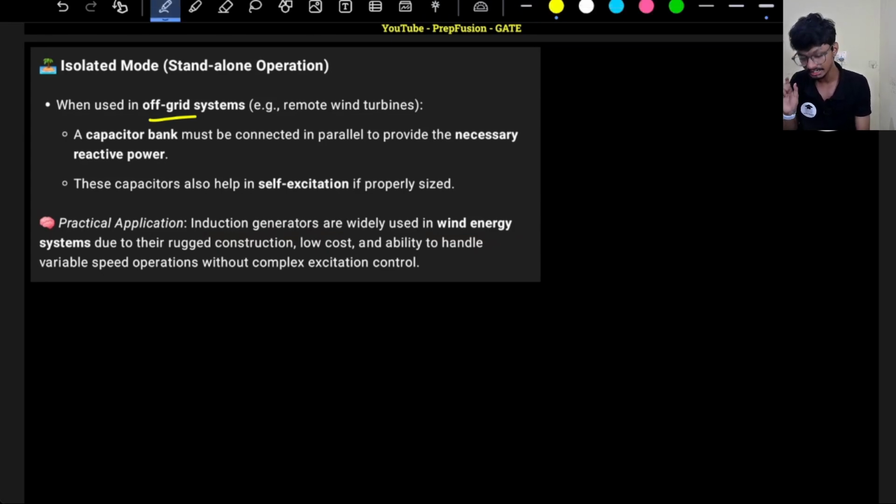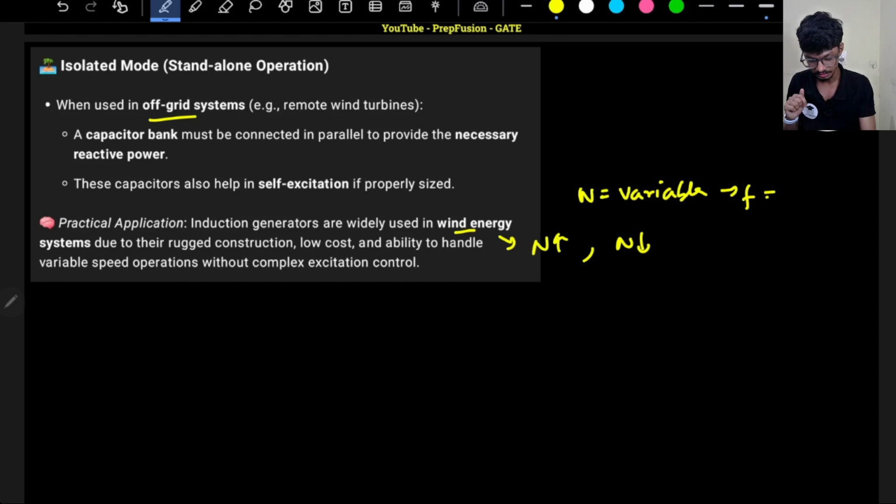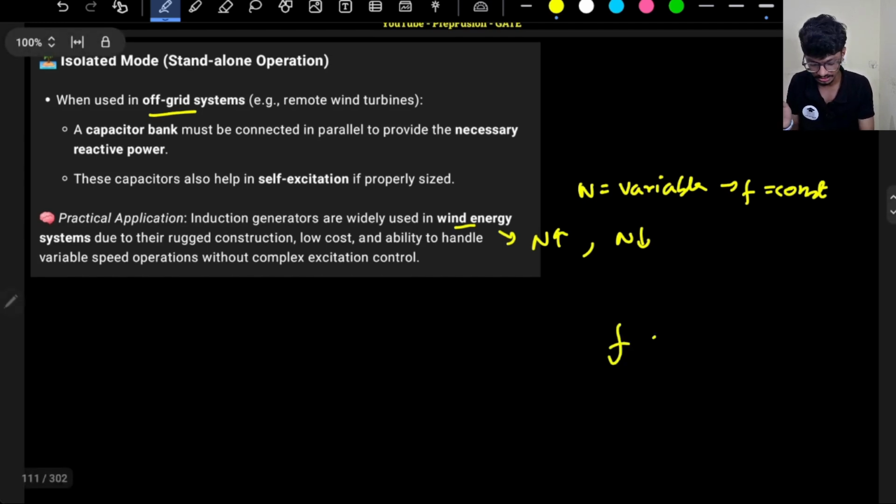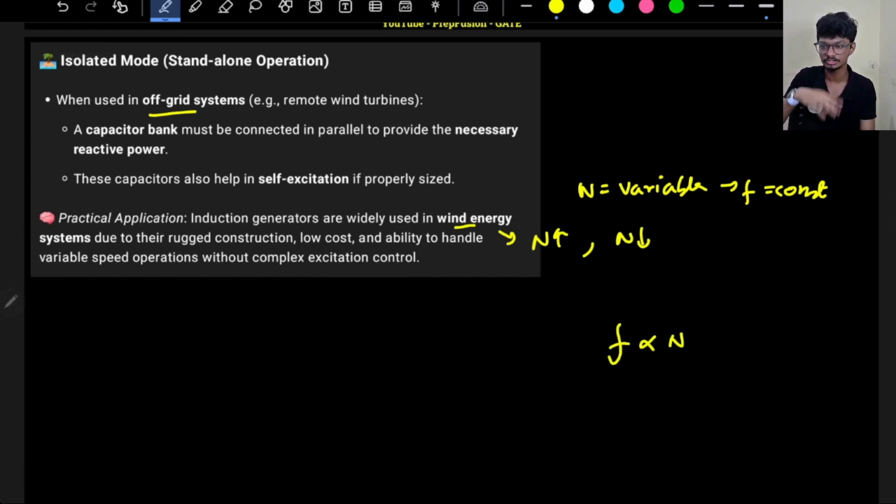So the induction generator has that characteristic, because in wind turbines the speed is not constant. Sometimes more wind will be there, then speed will be higher. Sometimes less wind is there, speed will be lower. So even if the speed is varying, even if n is variable, right, the frequency will still be constant. This can only be possible in an induction generator. Don't worry, don't go into the theoretical things here, just intuitively try to understand this. This much only is required for you to understand, okay, nothing else. Because in a synchronous generator, as you know, frequency is directly proportional to speed, right, Ns equals 120 f by p.